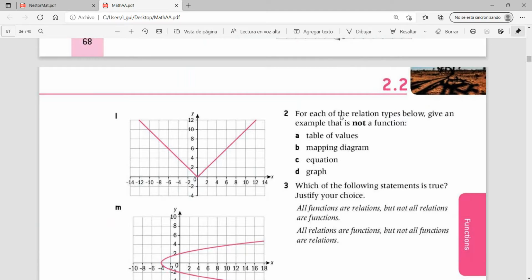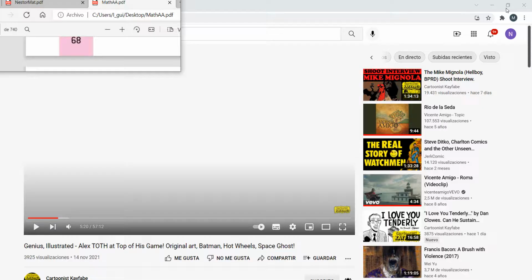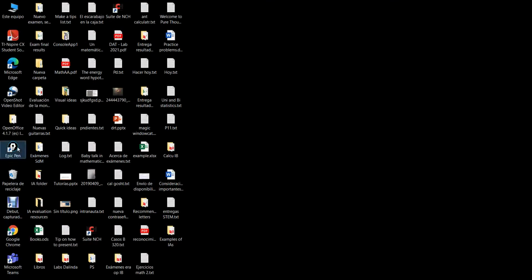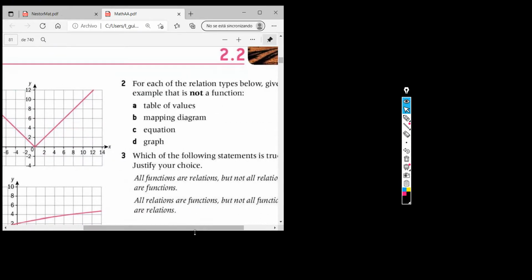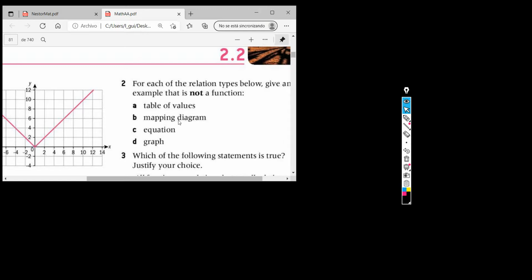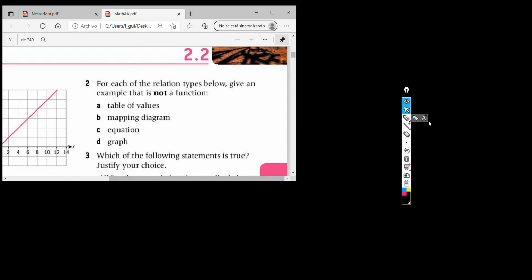And this one says the following. For each of the relation types below, give an example that is not a function. So let's address that already. Okay, so a table of values. How can I draw a table of values that does not represent a function? Quite simple.